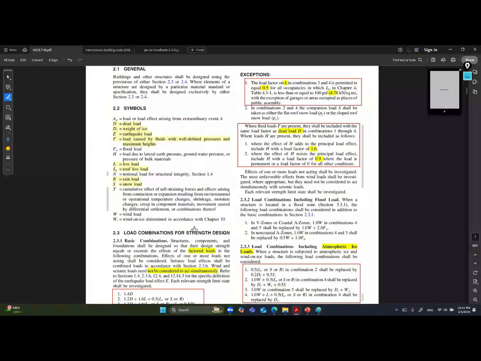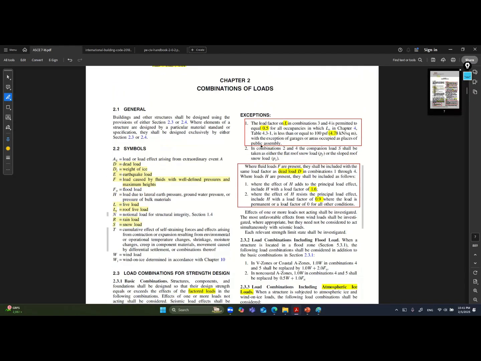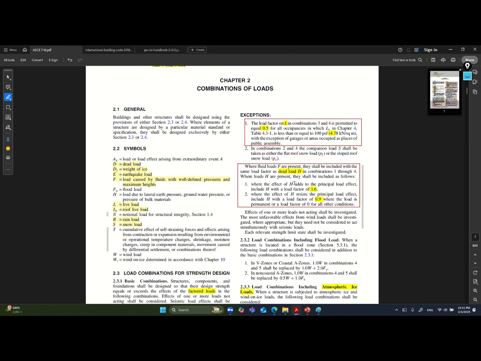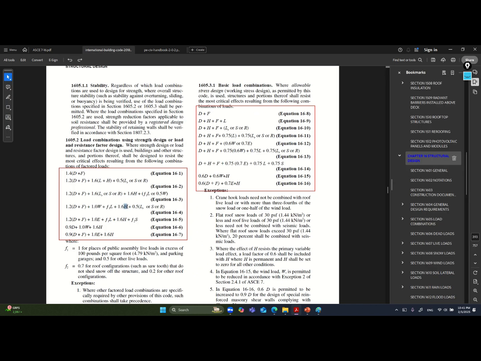Meaning what? Meaning that it gives you guidelines where fluid loads, if present, shall be included with the same load factor as the dead load D. And that is what the IBC shows. There is a bracket for the dead plus F. Regarding the lateral earth pressure H, it is 1.6. Okay, so it is very important to see that.